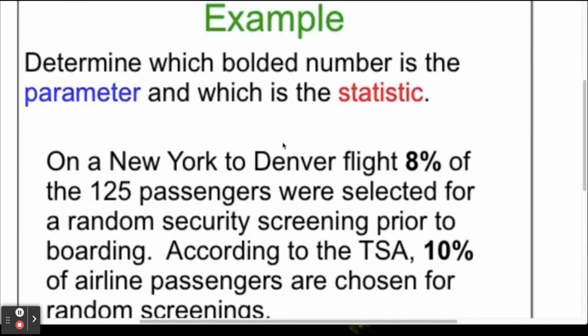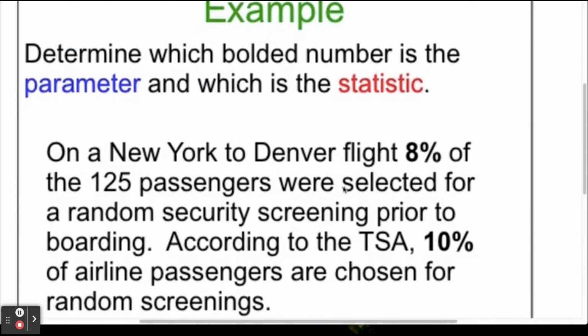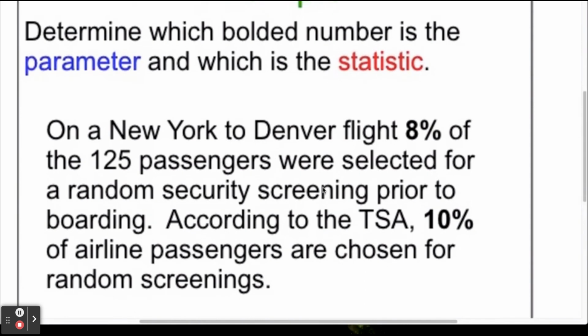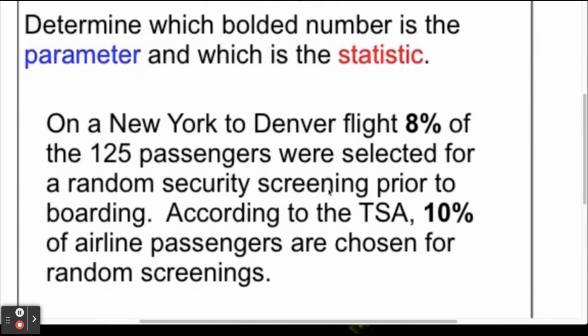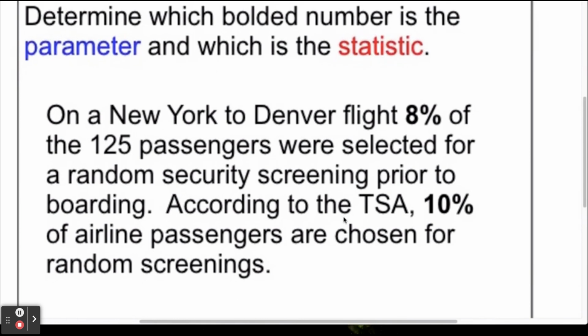It says determine which bolded number is a parameter and which is a statistic. On a New York to Denver flight, 8% of the 125 passengers were selected for a random security screening prior to boarding. According to the TSA, 10% of airline passengers are chosen for random screenings. This 8% is a statistic because that is an actual sample. That is actually what happened on this particular flight.